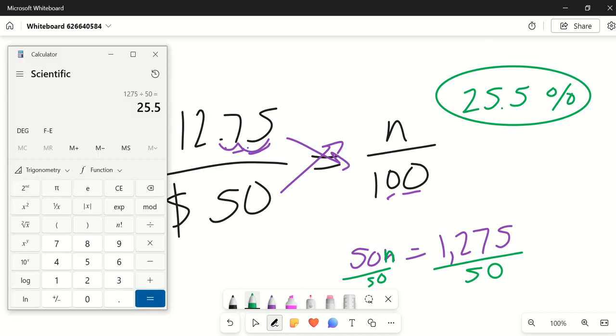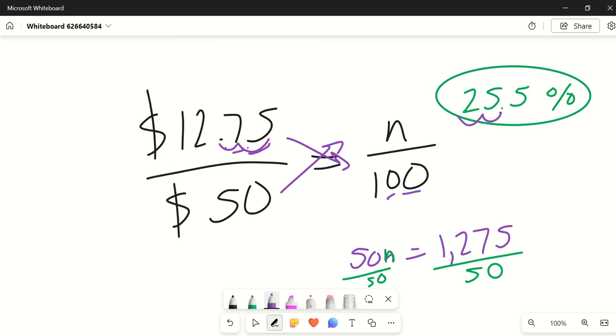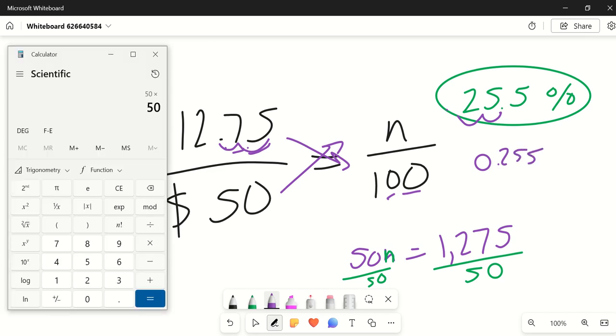And let's see if we're right. Clear it. 50 times 25.5% would be 0.255. 0.255, and it should equal $12.75, and it does. Therefore, we are correct.